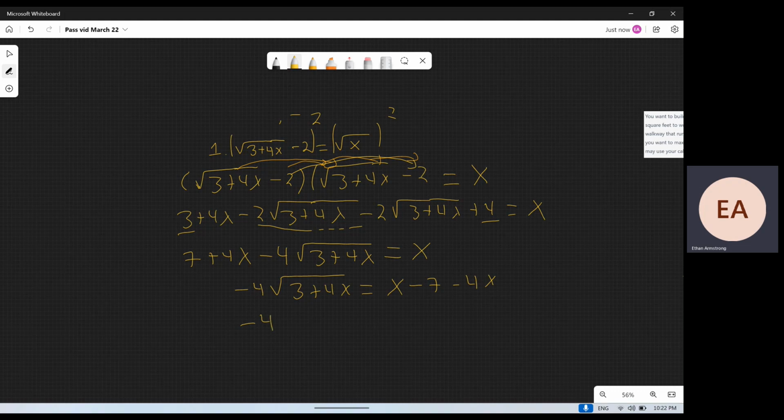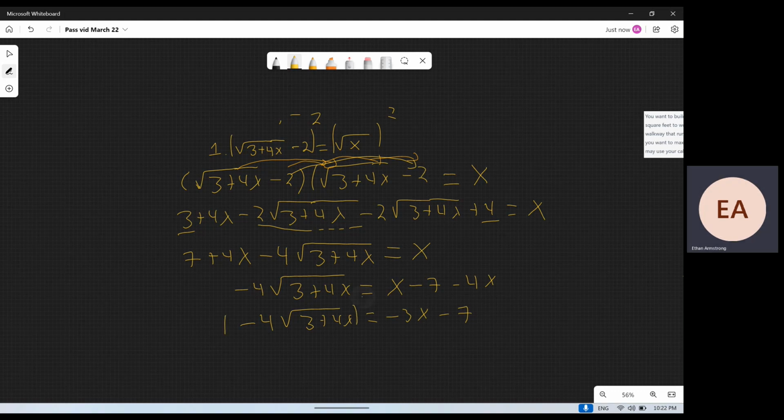So negative 4 square root of 3 plus 4x equals negative 3x minus 7. And now that we have all these terms on one side, we can now square it. We could also divide the negative out right now, but once we square it, it'll be canceled out anyways.